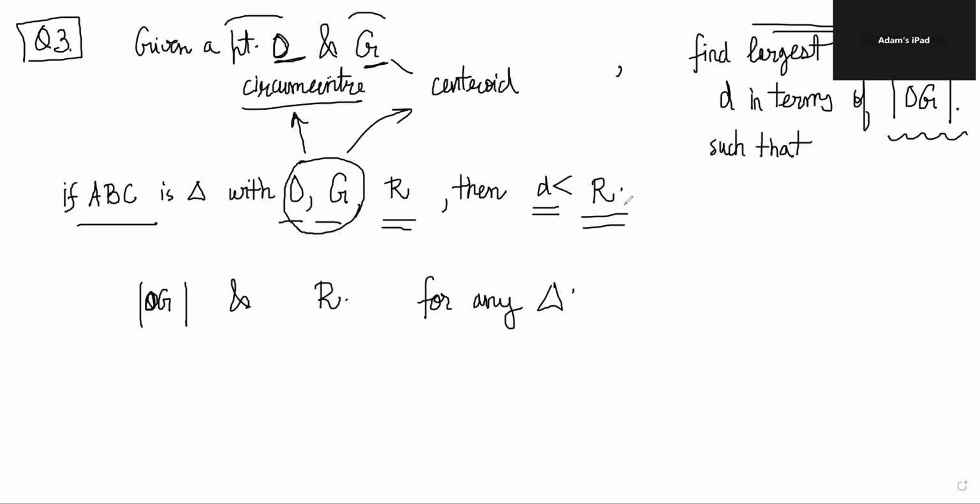So this is our first goal. For any triangle, if O and G are given, find the distance OG and try to relate it to the circumradius of the triangle.